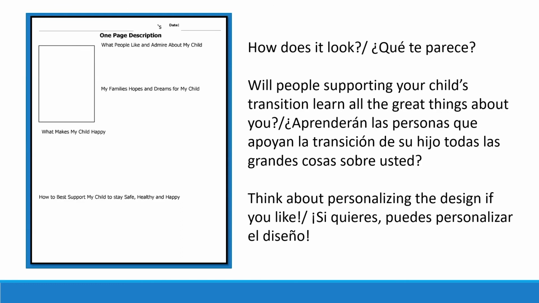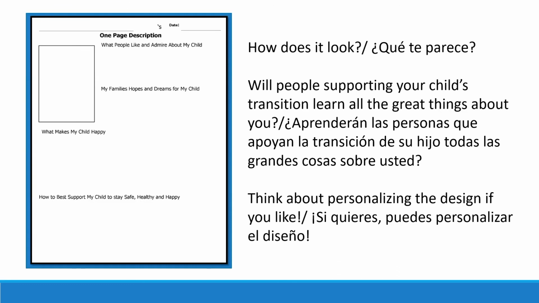And so now that we've gone and done that, how does it look? Will people who are supporting your child have a good sense of what it means to provide good support to them and help them to have the great things that they like to do present? So did they learn some valuable information? And you'll keep building on it, of course.